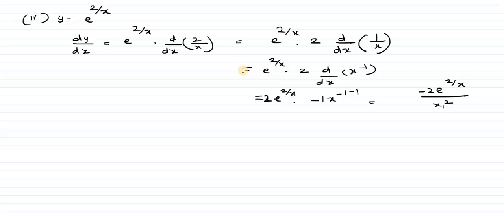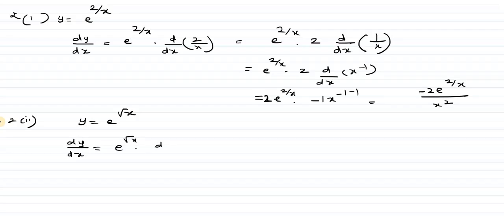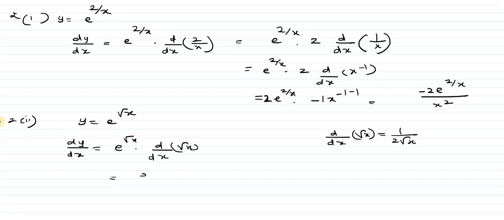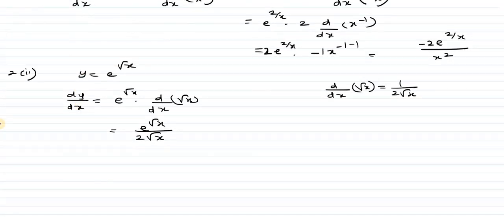Next. Second one, this is the second sum: y equal to e power under root x. Very simple, right? dy by dx is e power root x into d by dx of root x. So d by dx of root x is nothing but what? 1 by 2 root x. Correct? So it is e power root x divided by 2 root x. This formula you should directly apply.